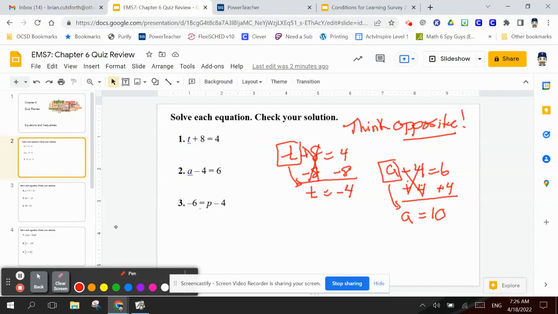And number 3, I have negative 6 equals p minus negative 4. I'm going to switch these two around. I like to have all of my equal signs on the right-hand side. When I switch these around, it does not change any of the values. So I want to get my variable p by itself, so I do the opposite of subtract 4, which is to add 4, and I do that to both sides. 4 minus 4 is 0. I'm left with p equals negative 6 plus 4, which is negative 2.